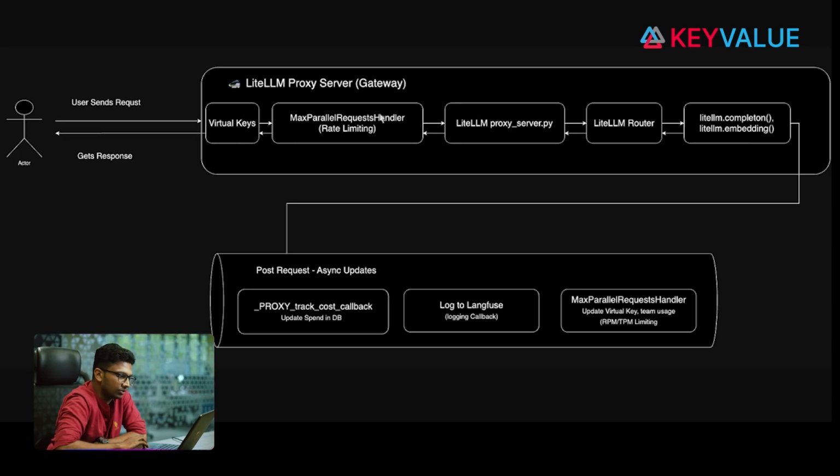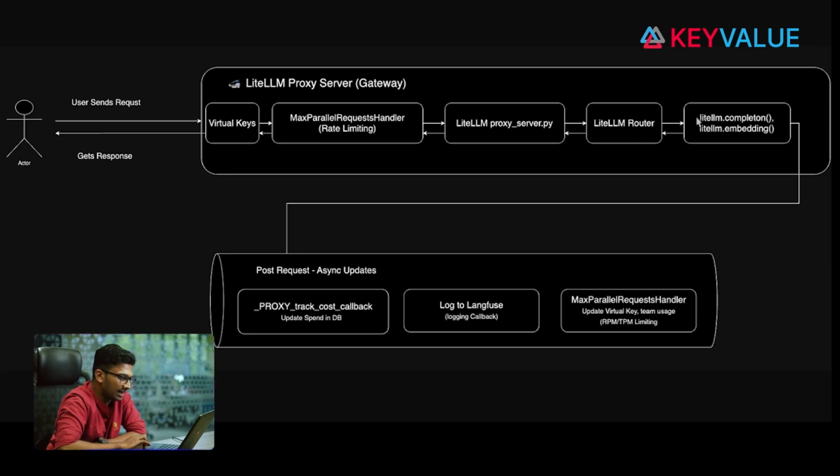Then if it's successful, it goes to the LiteLLM proxy server where it goes to 2 different endpoints, the chat completions or the embedding endpoints. And then once that is completed, LiteLLM routes the request to the API providers like Gemini, Claude, ChatGPT, etc. Then after that, the request is completed and it is sent to the user.